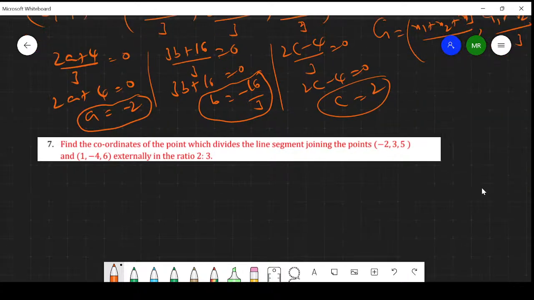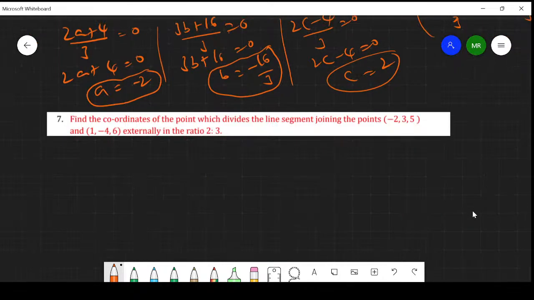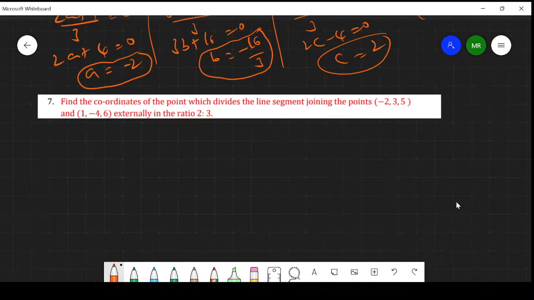Next, seventh one. Find the coordinates of the point which divides the line segment joining the points minus 2, 3, 5 and 1, minus 4, 6 externally in the ratio 2:3. They are asking externally in the ratio 2:3. So the given points, you can write here.